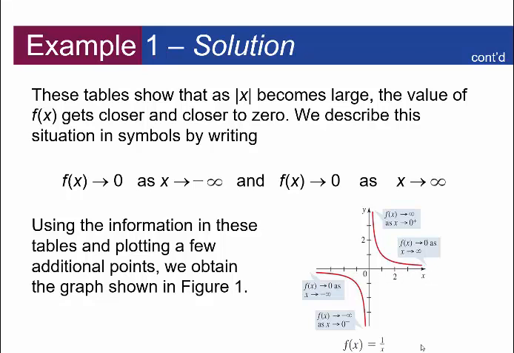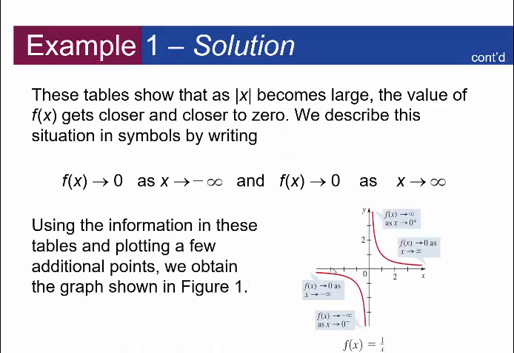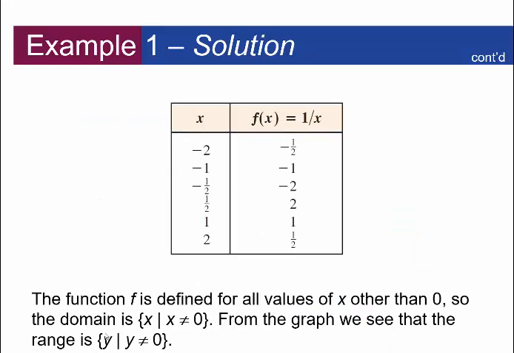Okay, so what we see here is the function is defined for all values of x other than 0. So the domain of this function is x such that x is not equal to 0. And also from the graph we see the range is all possible values except 0. This graph can never be 0 because it never crosses the x-axis. So the range is y such that y is not equal to 0.